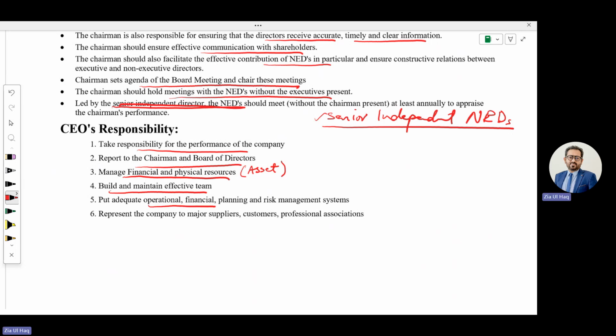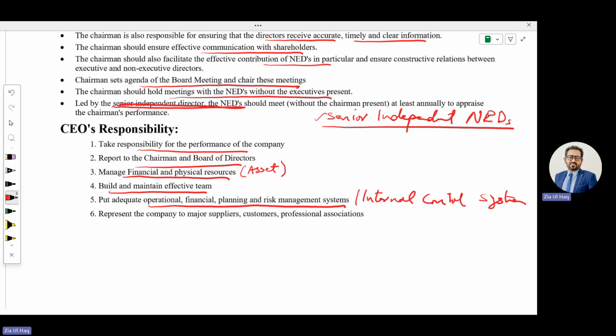Put in place an adequate risk management system, meaning directors should implement an internal control system in the company. To implement an internal control system in the company is a responsibility of the CEO. Internal control system means risk system in the company.